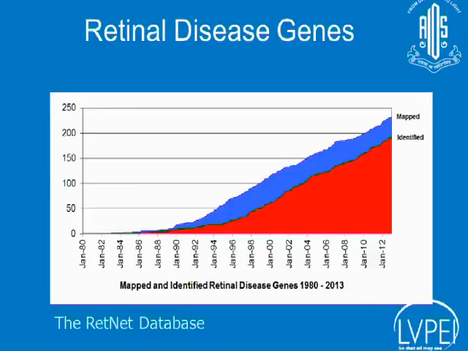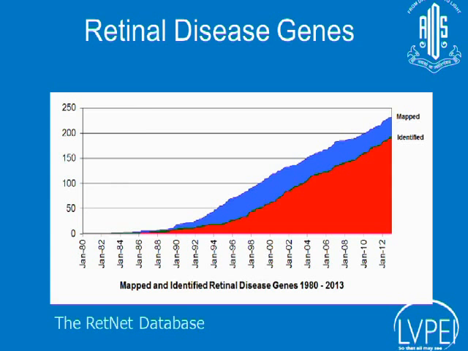So this is a graph from a database which gives you a catalog of all the retinal disease genes discovered to date. It's very useful, especially for people doing laboratory genetic work in this area. As of 2013, you can see that the number of genes that have been mapped is well over 200, and almost all of these have been identified.